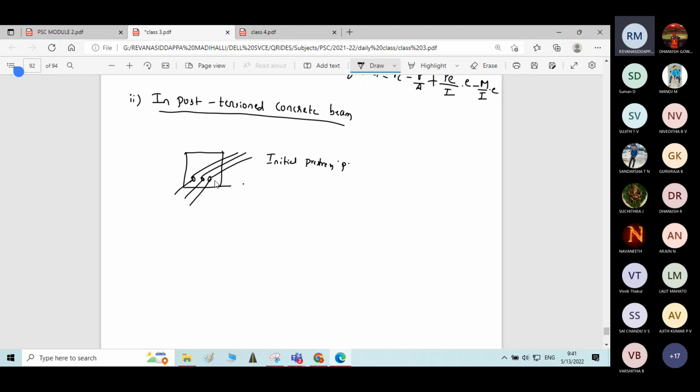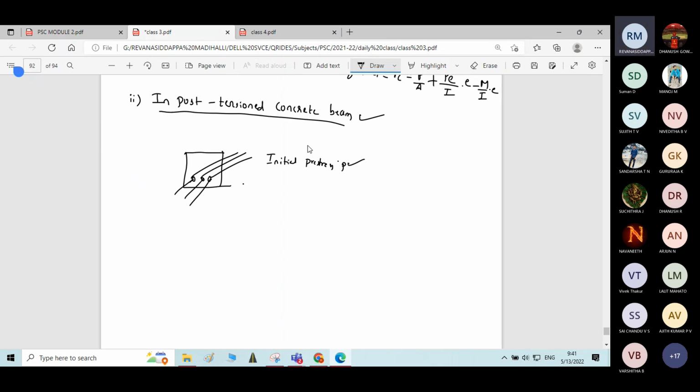Okay, considering that elastic loss due to elastic shortening, this initial pre-stress will be defined in case of post-tension concrete beam. Therefore, if the wires are stretched simultaneously, there is no need to calculate loss due to elastic shortening for a post-tension concrete beam. For a pre-tension concrete beam, you need to calculate it compulsorily.